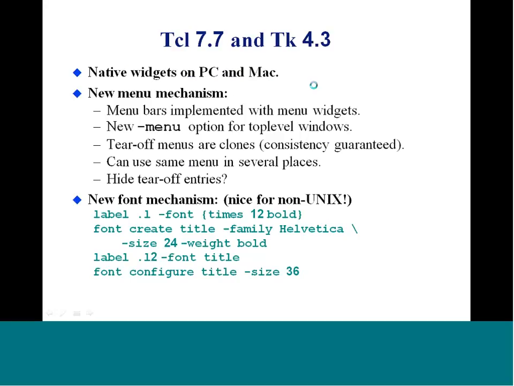So 7.5 is the latest and greatest. Sorry, not 7.5, we will talk about that. But after 7.6, 7.7 came into being, and Tcl/TK went from 4.2 to 4.3. Here we had native widgets on PCs and Mac. There is a new menu mechanism: the menu bars are implemented with menu widgets. There is a new menu option for top level windows. The tiers of menus are clones, and it can use the same menu in several places. Hiding the pair of entries is another issue.